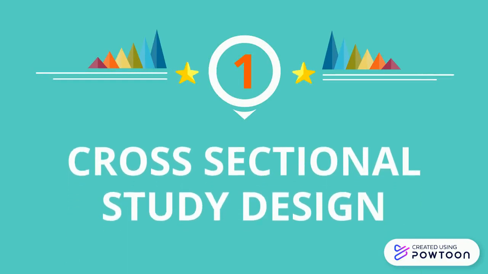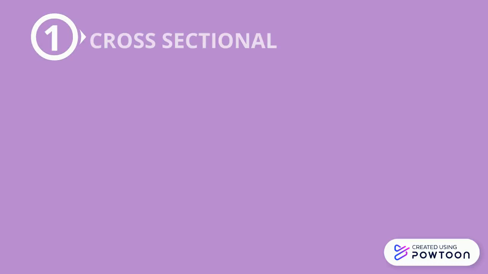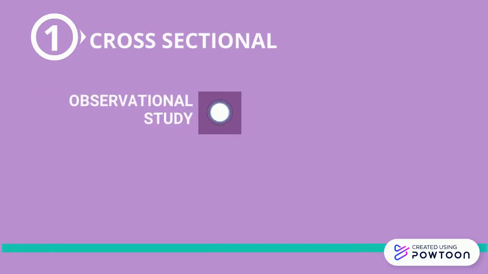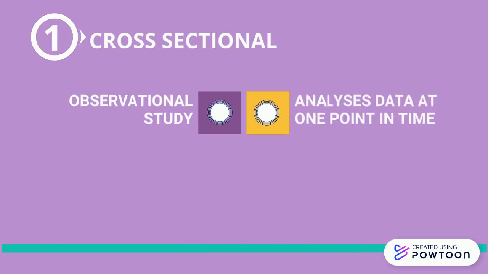The first study design we will be looking at is an example of a quantitative cross-sectional study. Cross-sectional study design is a type of observational study. It is named cross-sectional as it describes the timeline of this study type. It analyses data collected from participants at one point in time rather than across an extended period. Put simply, it is looking at what is happening at a specific point.